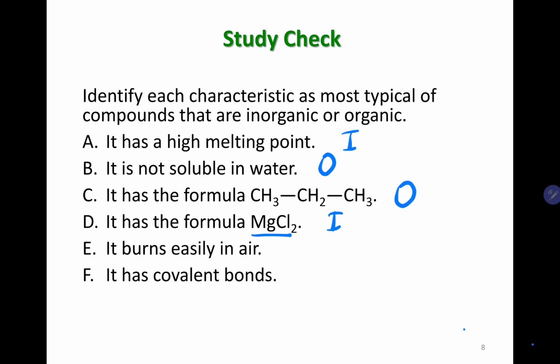And of course, in this inorganic compound, you're supposed to have a metal cation and then a non-metal anion, right? So magnesium 2 plus and then Cl minus. So this is an inorganic compound. E, it burns easily in air. Organic compounds burn easily in air. And then F, it has covalent bonds. Organic compounds have covalent bonds. So these are your answers.